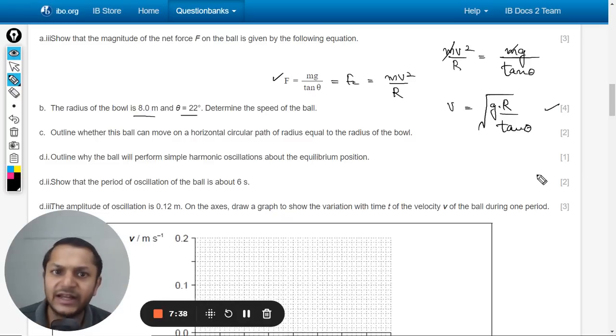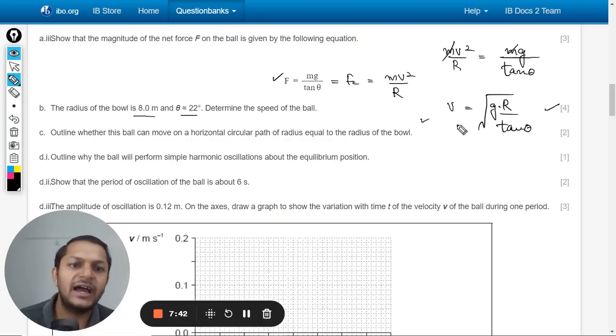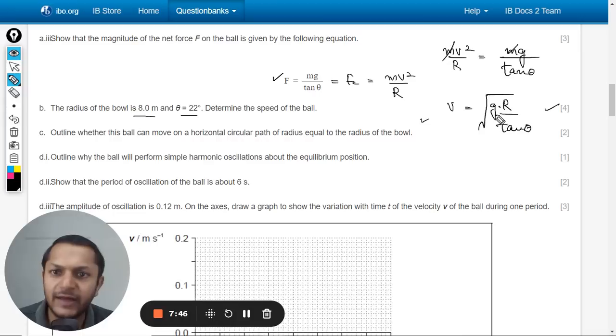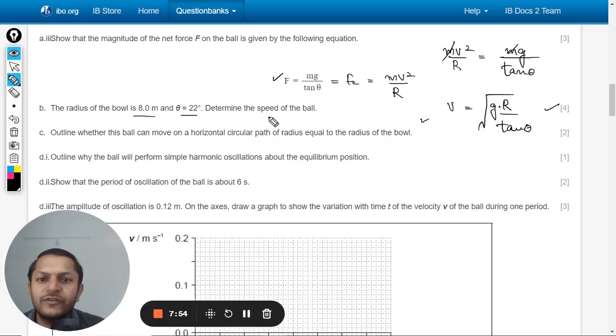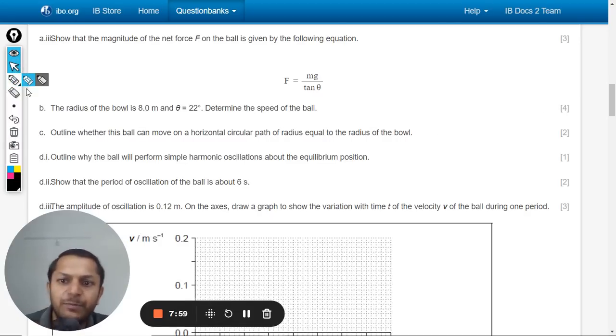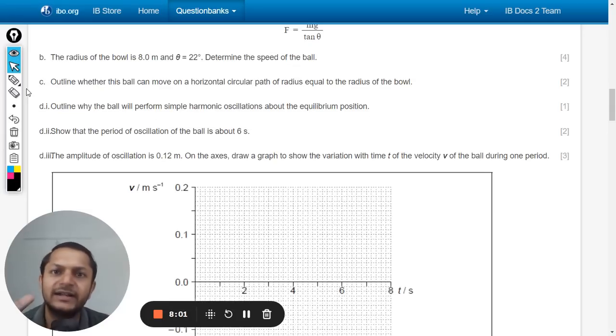I'm not calculating anything. We will just see the mark scheme if they have done the same thing, and we would be getting the correct answer. You can plug in the values. The gravity will be 9.81, the radius will be 8 meter, and theta will be 22 degrees. Definitely you have to use the calculator, and then you can find the value of v. Fine. So with this, B is completed. Let us go to the mark scheme and see the answers for A and B.